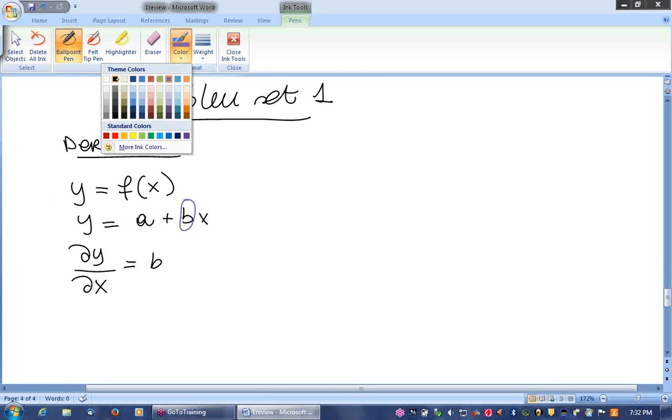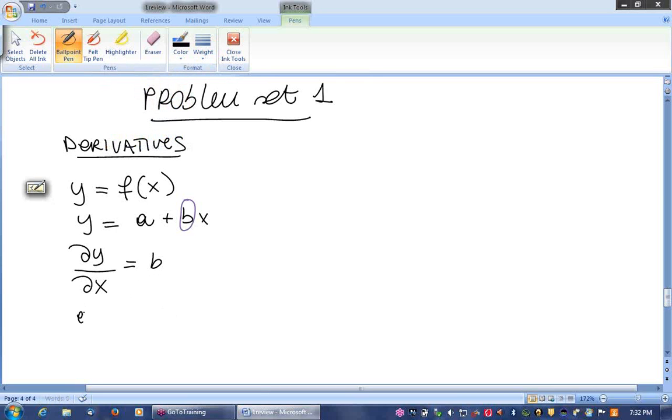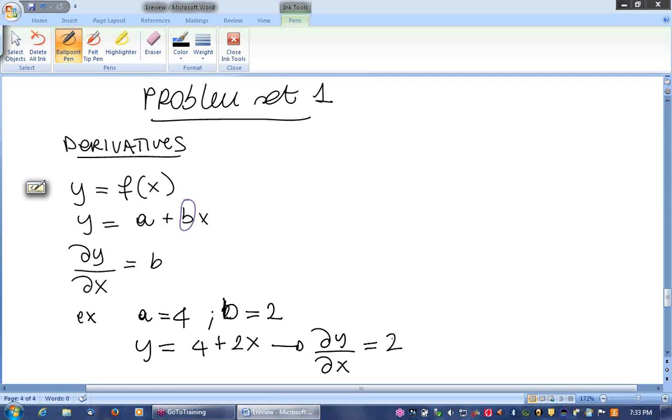Remember that a and b are general numbers, so that if we have a equal to 4 and b equal to 2, then we have y equal to 4 plus 2x, then the derivative of y with respect to x is equal to 2, okay? Any question on this? Okay.